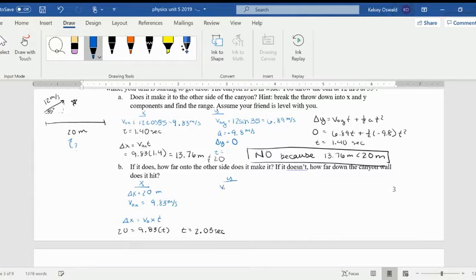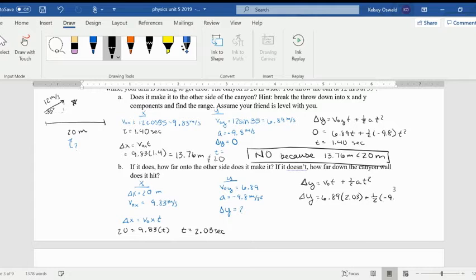So vertically, we knew our initial y velocity was 6.89. We know our acceleration is negative 9.8 meters per second squared. Now we also know our time, and we want to find our delta y. What's our vertical position? So use our delta y equals initial velocity times time plus 1/2 at squared. Plug in what we know. We'll see what our vertical position will be once that ball does get across.